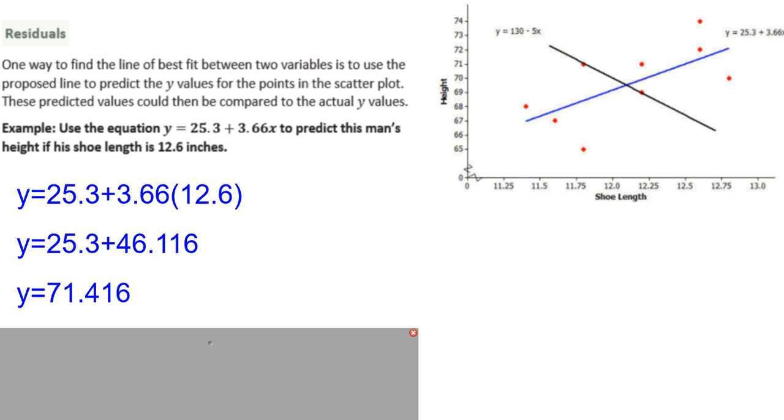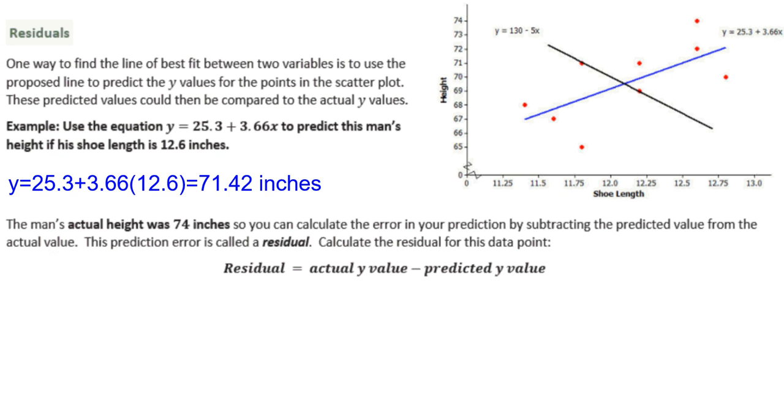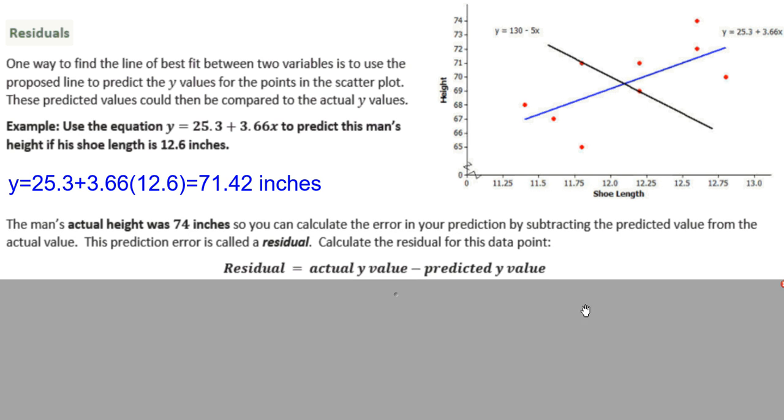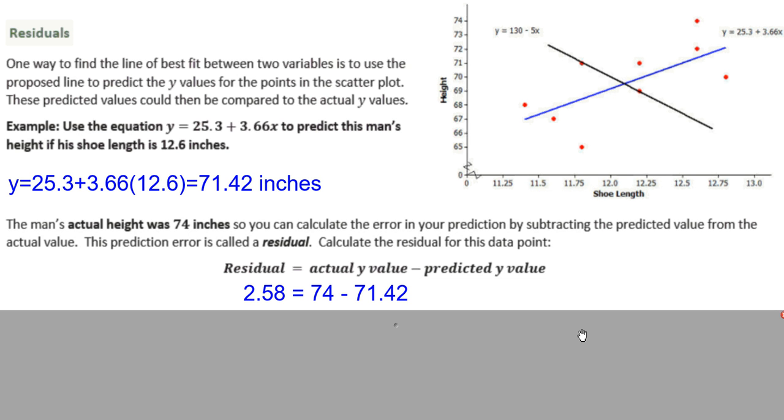How accurate is it? Well, if we look at our data table, we could see the man's actual height was 74 inches. So we can calculate the error in our prediction by subtracting the predicted value from the actual value. This is what we call a residual, the prediction error. So if we were going to calculate the residual for this data point, we would take 74 minus 71.42, and that is our prediction error, the residual. So our residual here is 2.58.